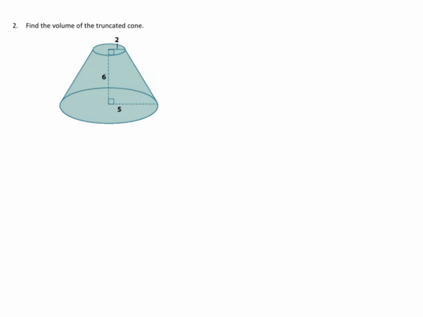The volume of the truncated cone. A truncated cone is just a cone with the top chopped off. So to find the missing dimension here, we're going to label it x.